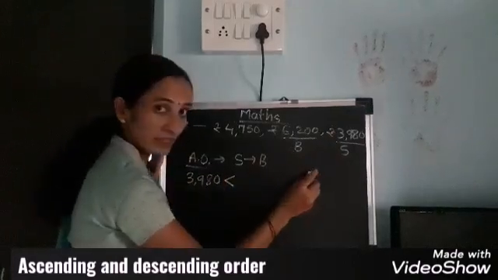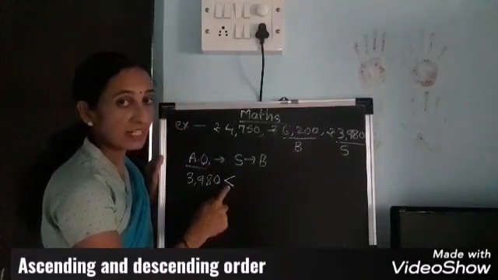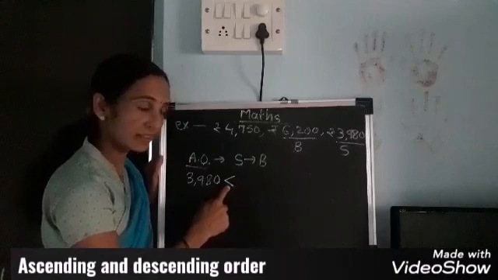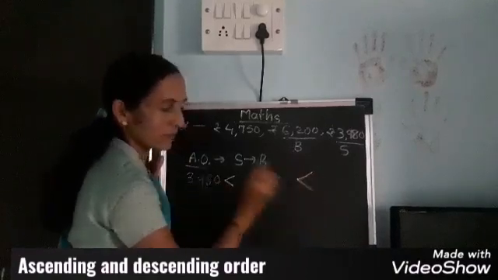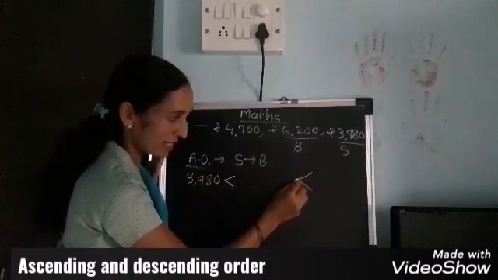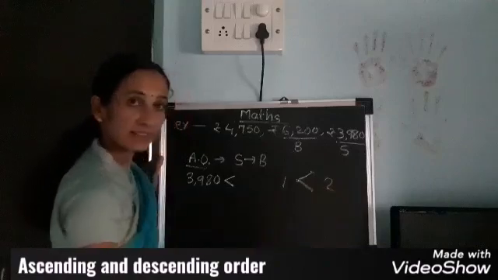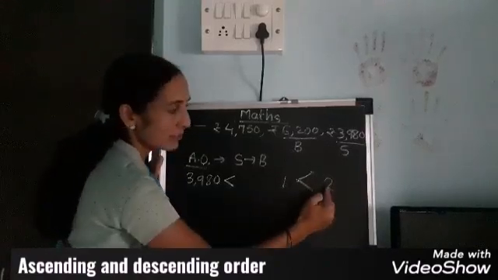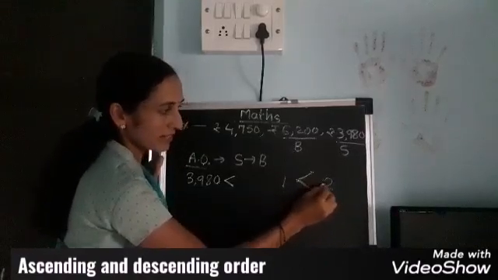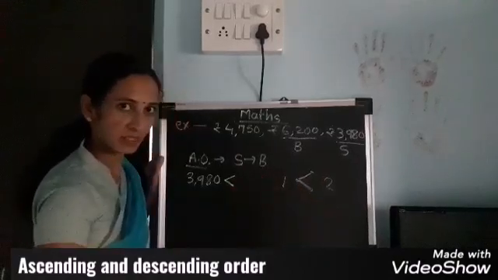See here, I am explaining how to use this symbol. Last year I explained it. Now see, in this symbol, here is one end and here two ends are there. Which is the bigger number? This 2 is the bigger number, so 2 ends towards the bigger number and one end towards the smaller number.